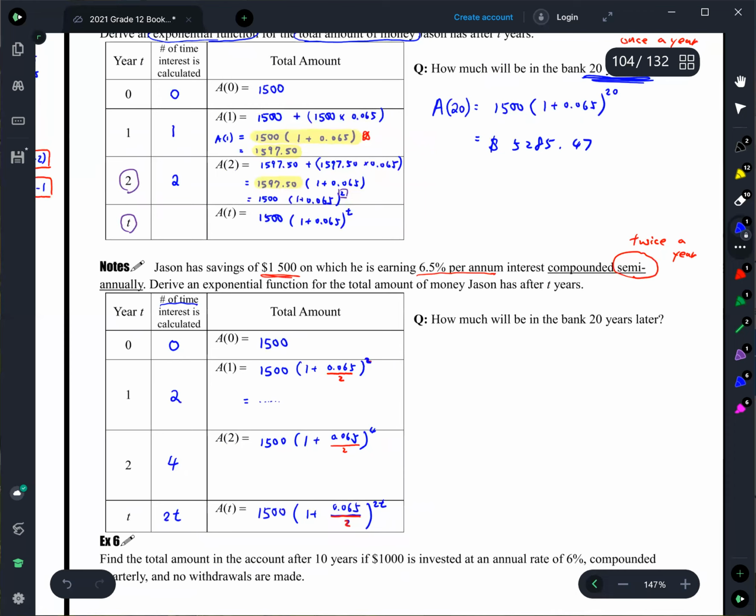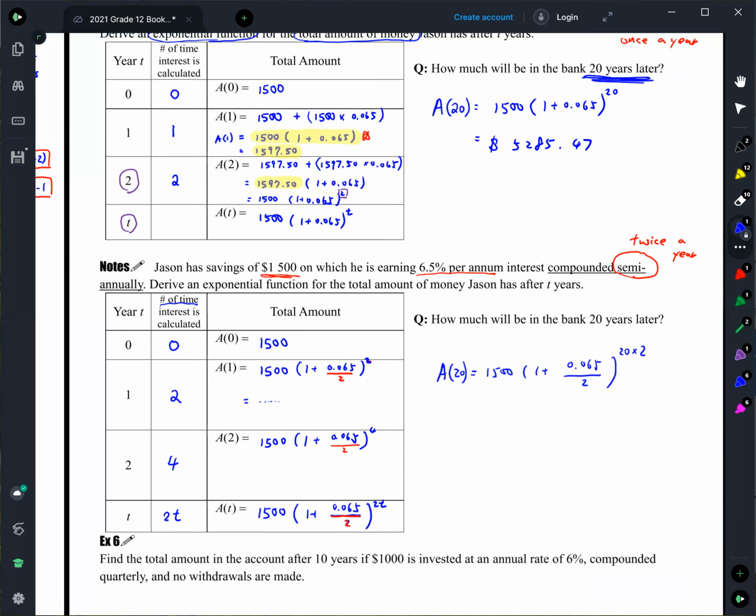So 20 years later, A of 20 will be 1500, 1 plus 0.065. The interest rate cut in half, and then 20 times 2. Okay, so basically, once you have the formula, it's just calculator work. Just make sure you plug it in correctly. All right, so let's compare the amounts. Please raise your hand once you got the amount for this one.